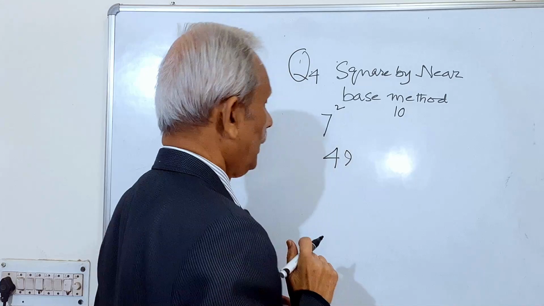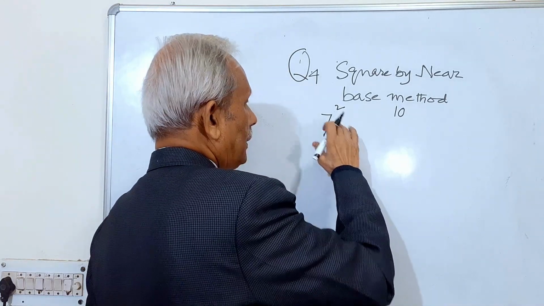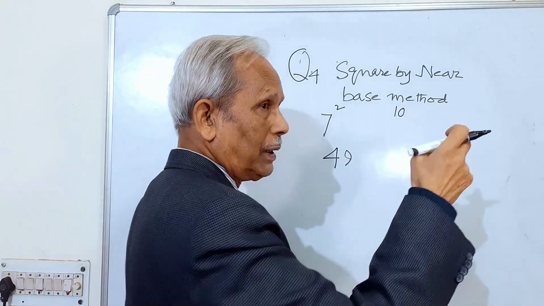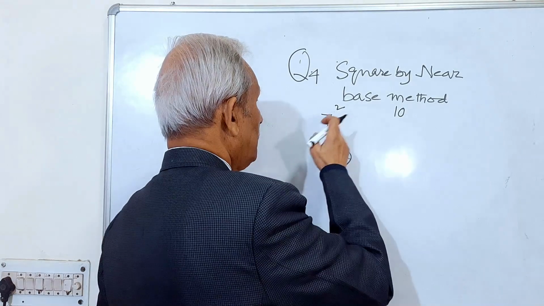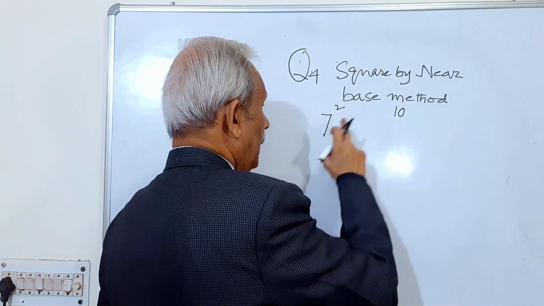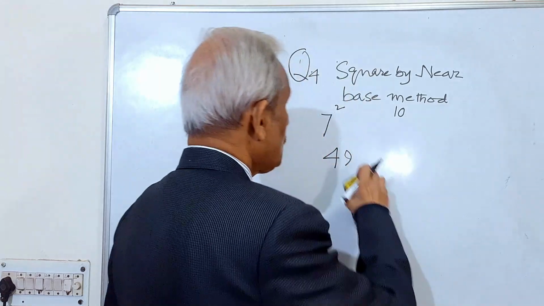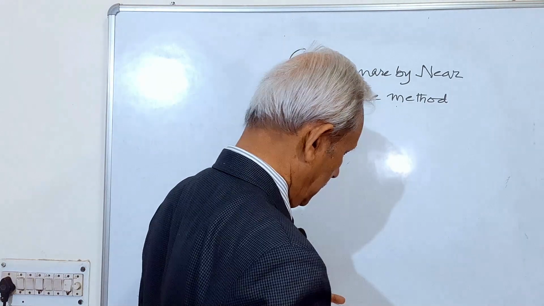So again I revise it. The difference from 10 is minus 3, so you subtract from 7. If it is plus 3, you would have added it. Then it's minus 3, so 7 minus 3 is 4, and minus 3 square is 9. So the answer is 49. We'll do it this way in all the questions. No need of writing the things, right?